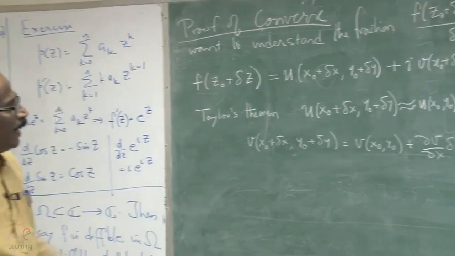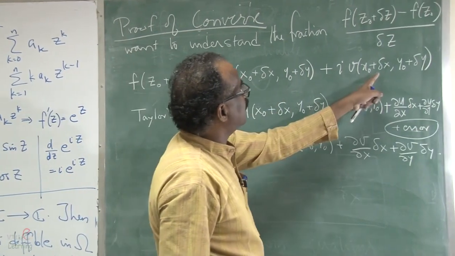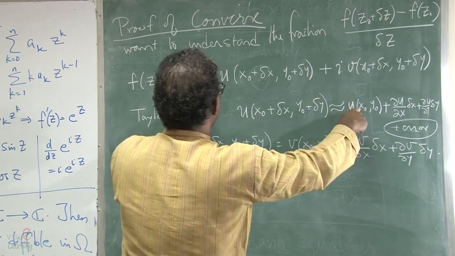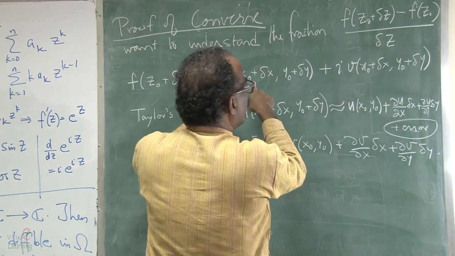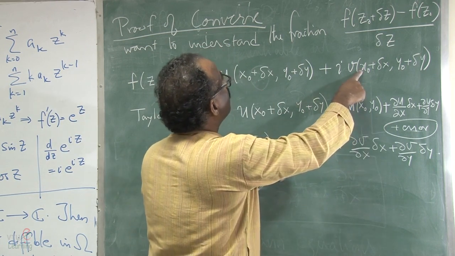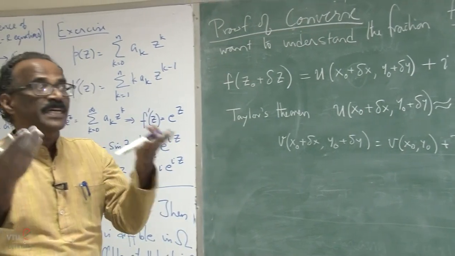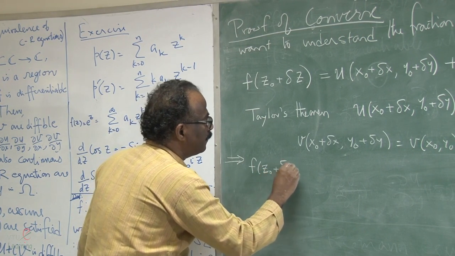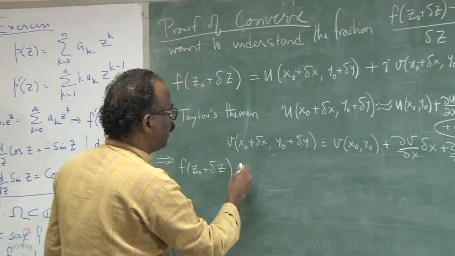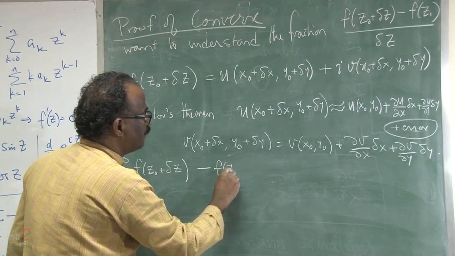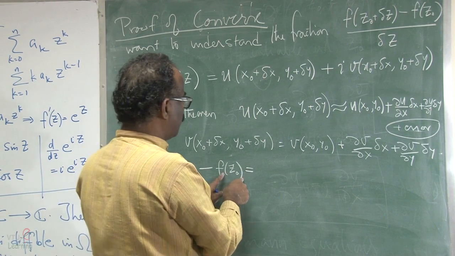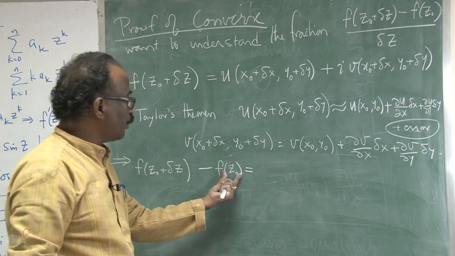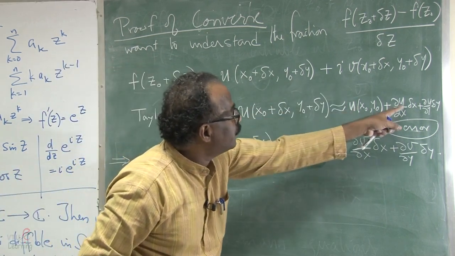I use this here and use this here, and then I get u of x naught plus i v of x naught. Substitute these two things here. So here you will have a term u of x naught y naught. If I do this here, I will get i v of x naught y naught. That's nothing but my f of z naught. So this implies f of z naught plus delta z, I am combining that term and bringing back here, I will get minus f of z naught. How do I get f of z naught? It is nothing but u of x naught y naught plus i v of x naught y naught. That's what you have to understand. And only these two terms will remain.